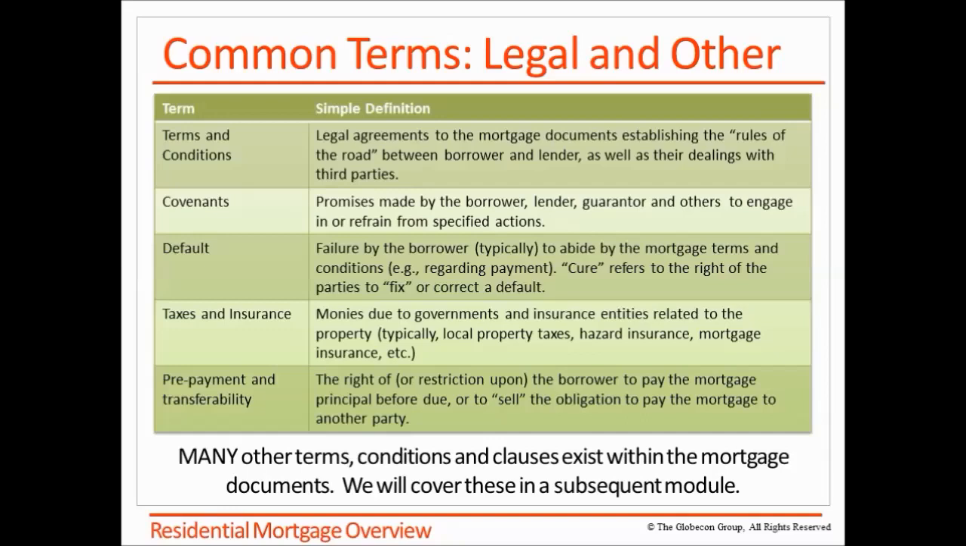Another term is prepayment and transferability. So this is the right of, or restriction to, the borrower to pay the mortgage principal before it's due, or to sell the obligation to pay the mortgage to another party. For instance, prepayment allows the borrower to pay the principal down before it's due. And they might have the right to do that, or they might have restrictions on doing that.